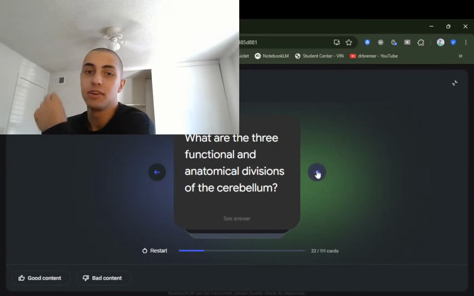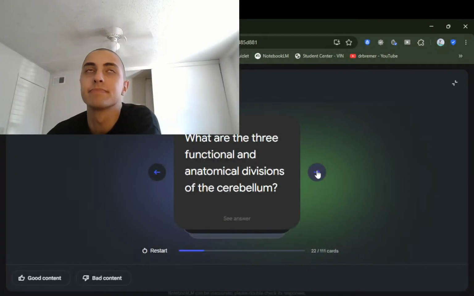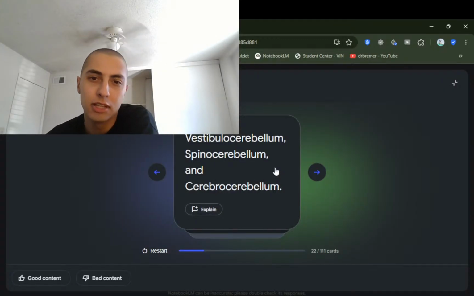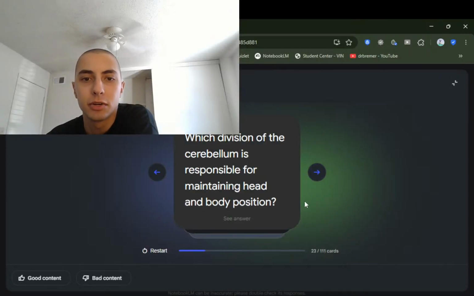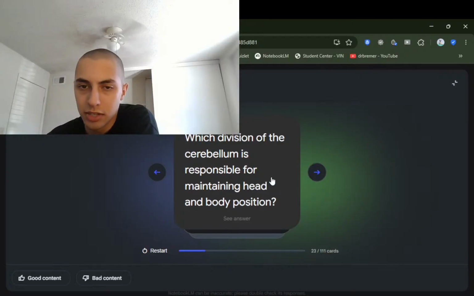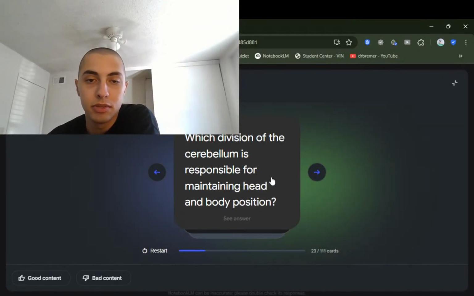What are the three functional and anatomical divisions of the cerebellum? The vestibulocerebellum, the spinocerebellum, and the cerebrocerebellum. Which division of the cerebellum is responsible for maintaining head and body position? The vestibulocerebellum. I probably should have known that. Yeah, vestibulocerebellum.